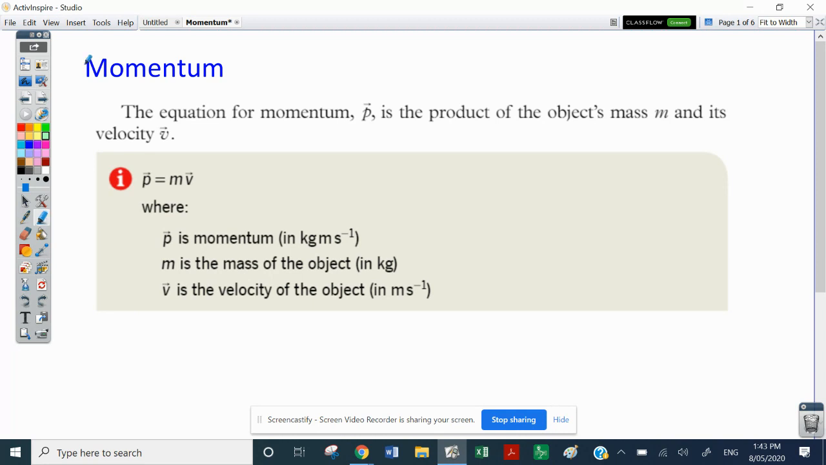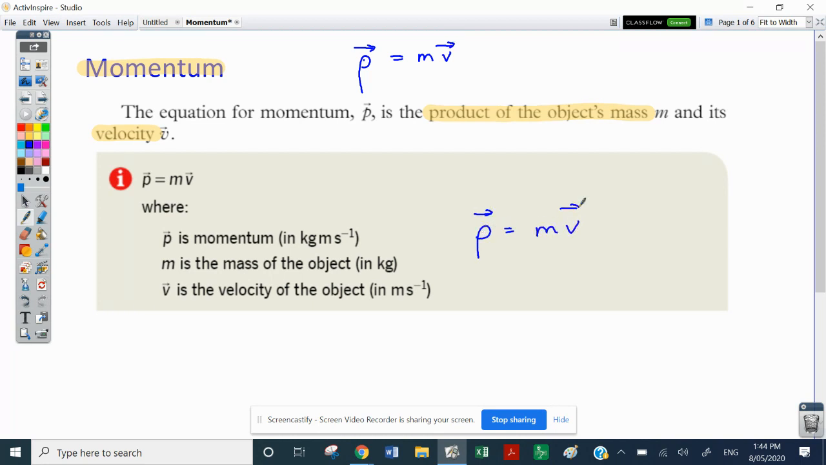So there's momentum, and it's got a symbol, which I'll go over in a few moments. It is simply defined as the product of an object's mass and its velocity. P is the symbol that we have for momentum. It's actually the Greek letter rho, but this looks like a P. It equals simply mv, and there it is, the formula.